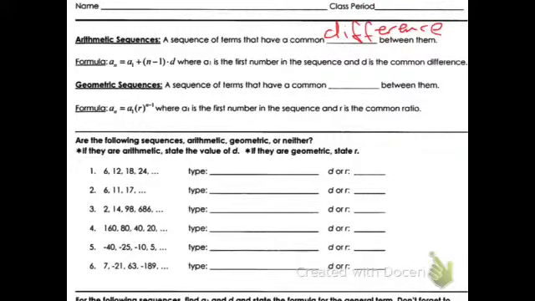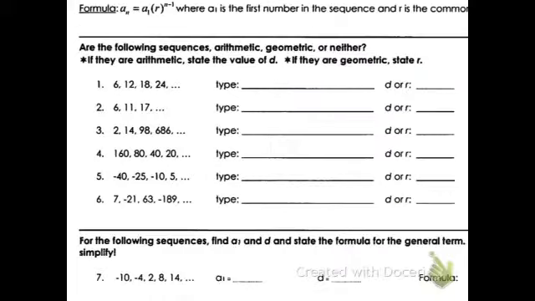Geometric sequences have a common ratio. Common difference means it's the same distance between each of the numbers in the sequence. The common ratio means that you multiply each number by the same number to get to the next one.